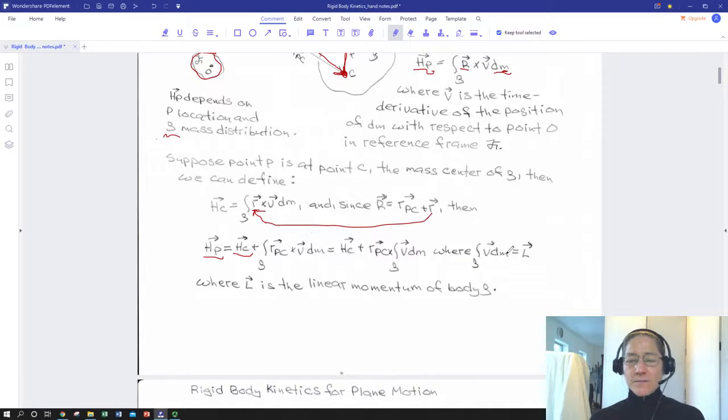So we can basically bring, if we have a constant radius here, we can bring it outside of the integral and then express the single linear momentum of the body based on its center of mass, which is a single number.